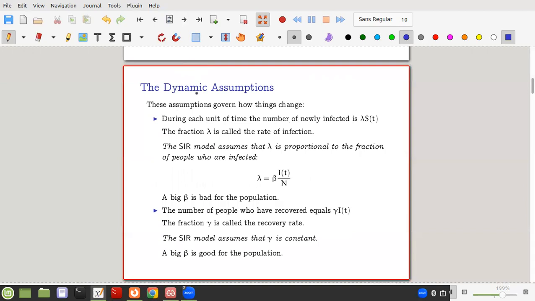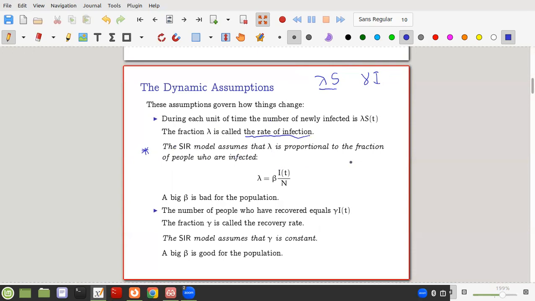There are some dynamic assumptions, and these have to do with those numbers: lambda S, the fraction of people that are susceptible who get infected, and gamma I, the fraction of people who are sick who recover. In each unit of time, the number of newly infected is this. The fraction lambda is called the rate of infection. It's going to be a fraction, like 1/10, 1/4. And in the SIR model, this is a crucial thing that actually defines what it is.